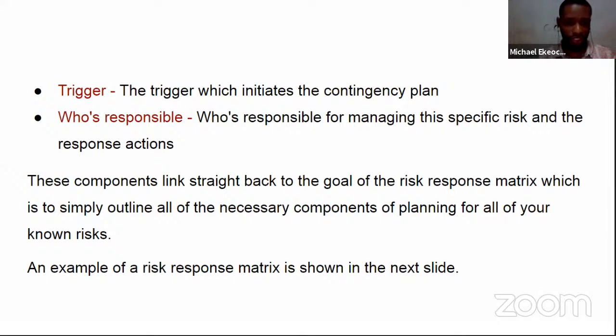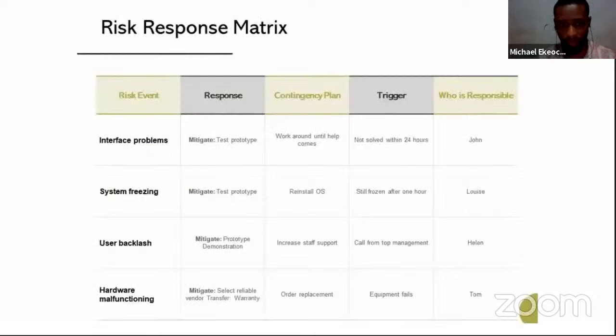These components link straight back to the goal of the risk response matrix, which is to simply outline all the necessary components of planning for all your known risks. Like I said earlier, the risk response matrix just gives you a clear view of what you want to do, what you're about to do, and how you intend to do it. That's the objective or goal of the risk response matrix. You'll see an example of a risk response matrix in the next slide. I hope this image is clear.